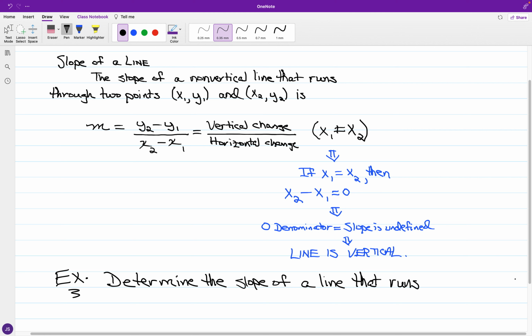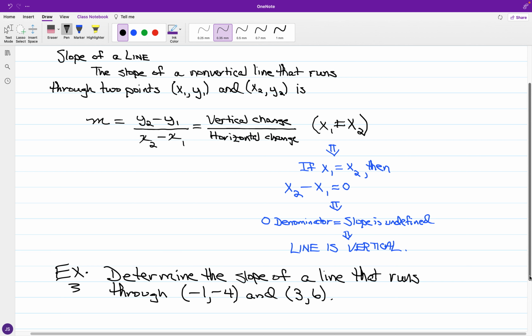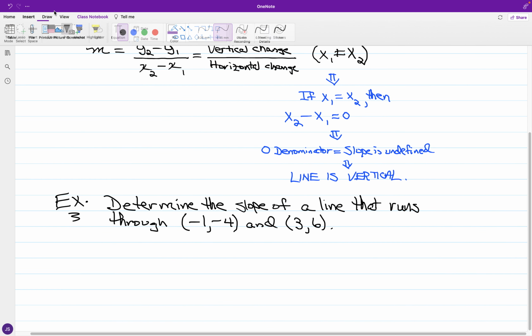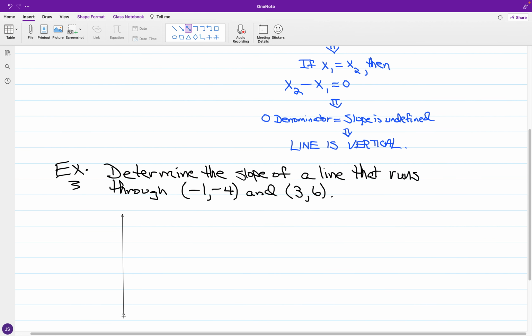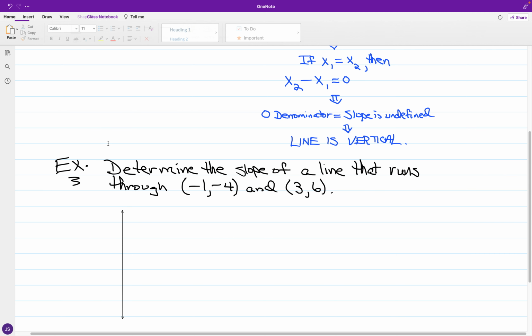say we're looking for the slope of a line that's going to run through two particular ordered pairs. Let's say we have (-1, -4) and (3, 6). Okay, so just setting things up for what we have in terms of the formula, and also I'll provide a bit of a visual, a rough sketch.